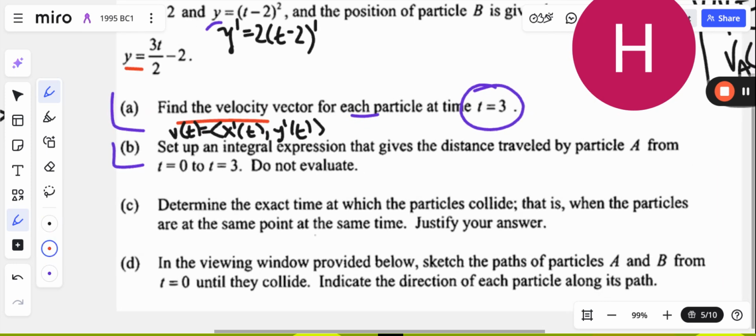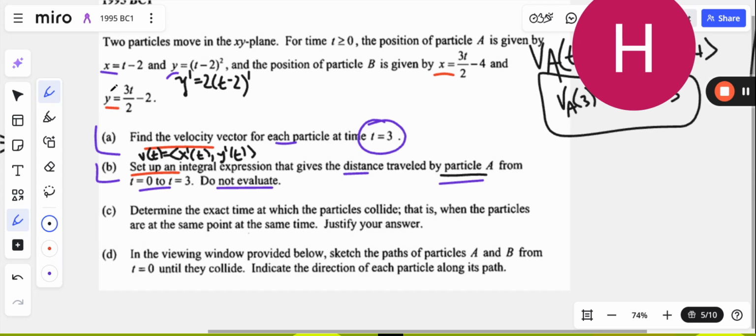Part B, set up an integral expression that gives the distance traveled by particle A from t = 0 to t = 3. Do not evaluate. So that means you're not going to have to worry about solving this integral. It's probably on a no calculator part. But we do have to set up the integral. And this is specifically for particle A.